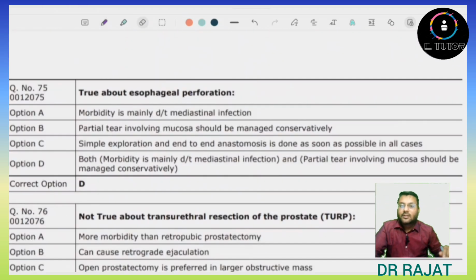Next question: true about esophageal perforation. Morbidity is mainly due to mediastinal infection. This is true. Partial tear involving only mucosa should be managed conservatively. So when there is a partial tear involving only the mucosa, it should be managed conservatively. This is also true. Simple exploration and end-to-end anastomosis is done as soon as possible in all cases. No, there is no procedure which should be done in all cases. So this is the wrong option.